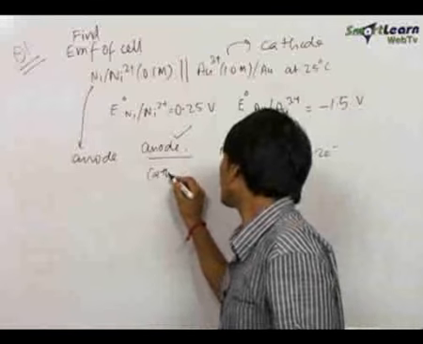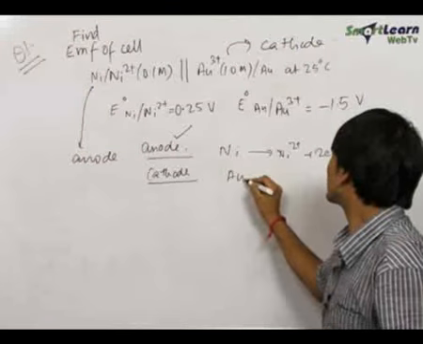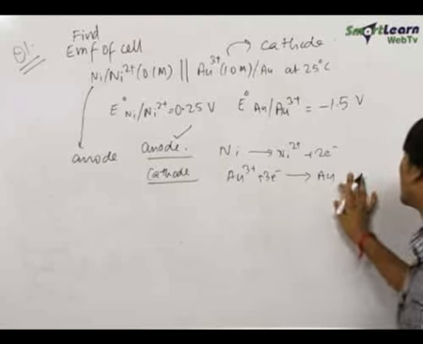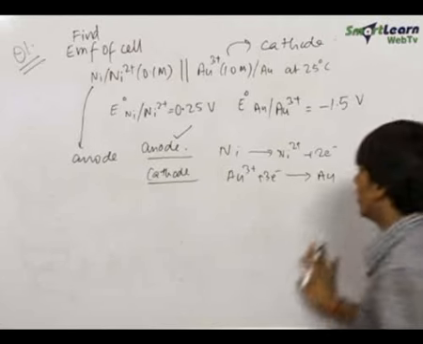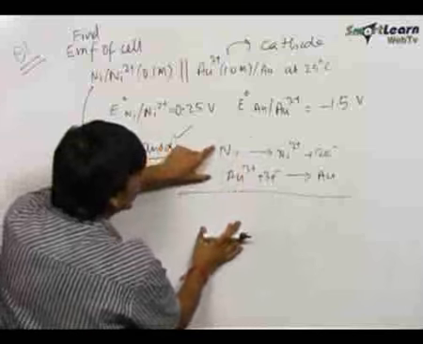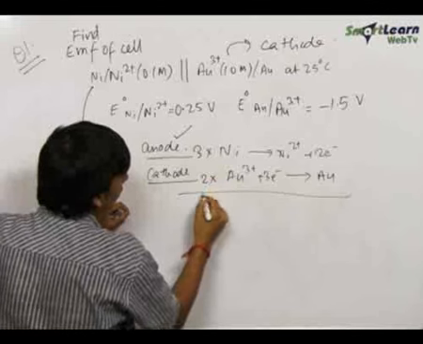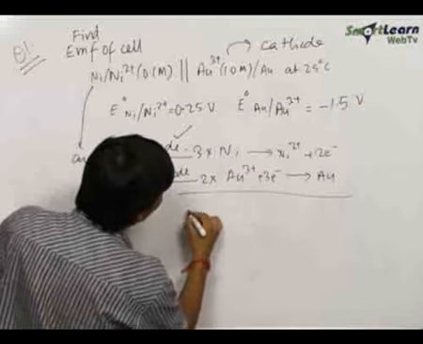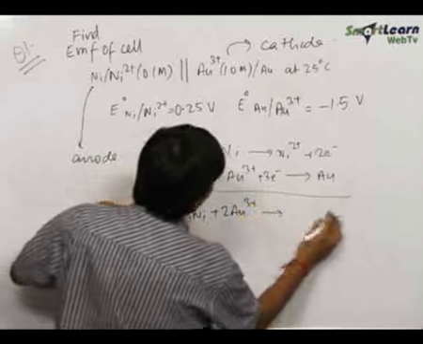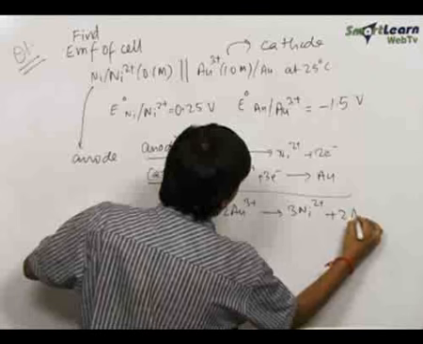At the cathode, the reaction becomes reduction, that is, Au3+ accepts electrons to become reduced to Au. Now let us add these up. We always have to add redox reactions such that the electrons cancel. So we will multiply this equation by 3 and this by 2 to get our final equation as 3Ni plus 2 times Au3+ gives us 3Ni2+ plus 2 times Au.